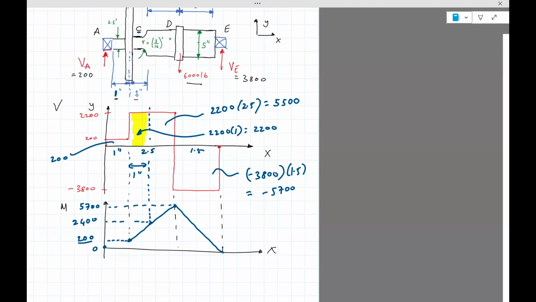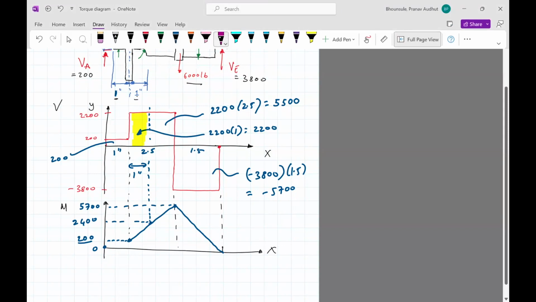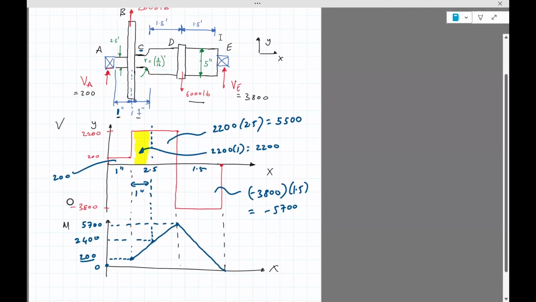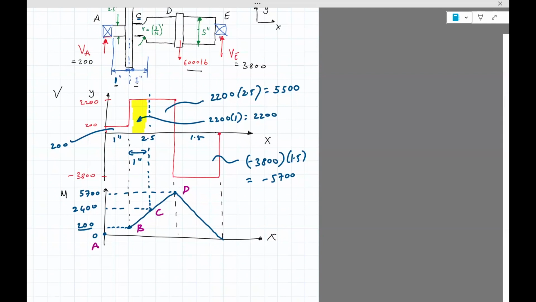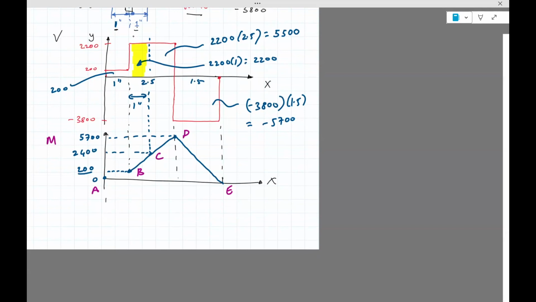Okay, so let's put the points. So this is B, this is C, this is D, this is A, and this is E. Okay, so that's a very important diagram, the bending moment diagram. We are left with one more diagram to draw, that is the torque diagram.